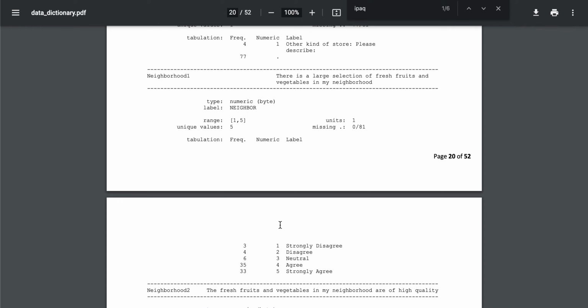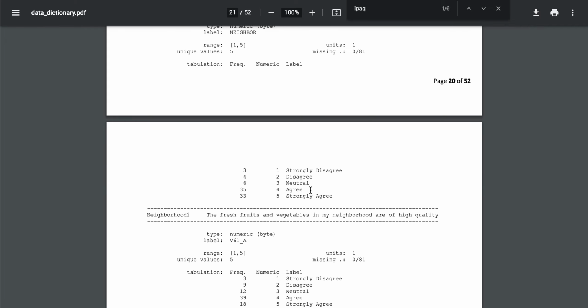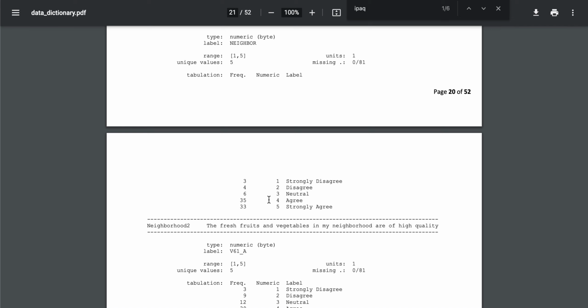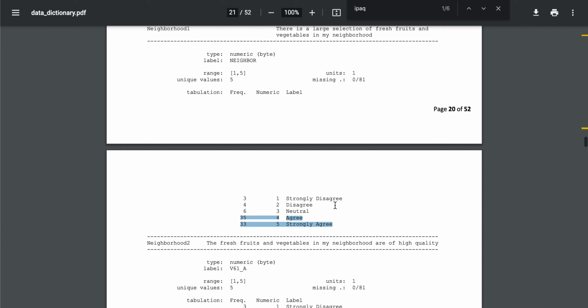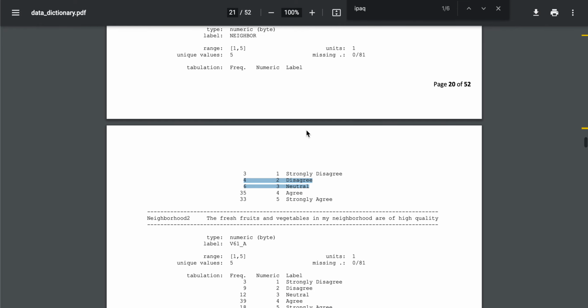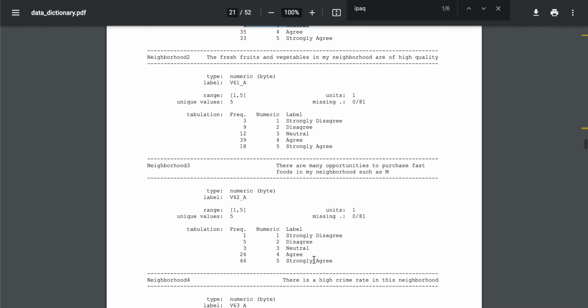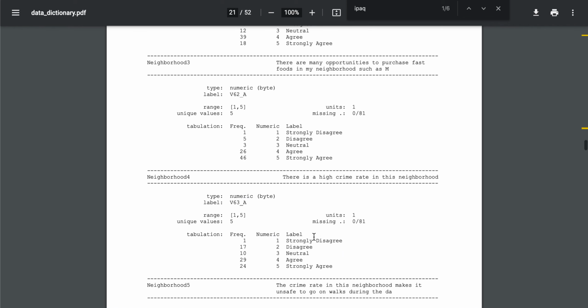There's a large selection of fresh fruits and vegetables in my neighborhood. It's very imbalanced, because almost 70 of them agree. So I ignore this. Here too, neighborhood 2, neighborhood 3 is also very imbalanced. Neighborhood 4 is not, except there's only one here with a strongly agree.